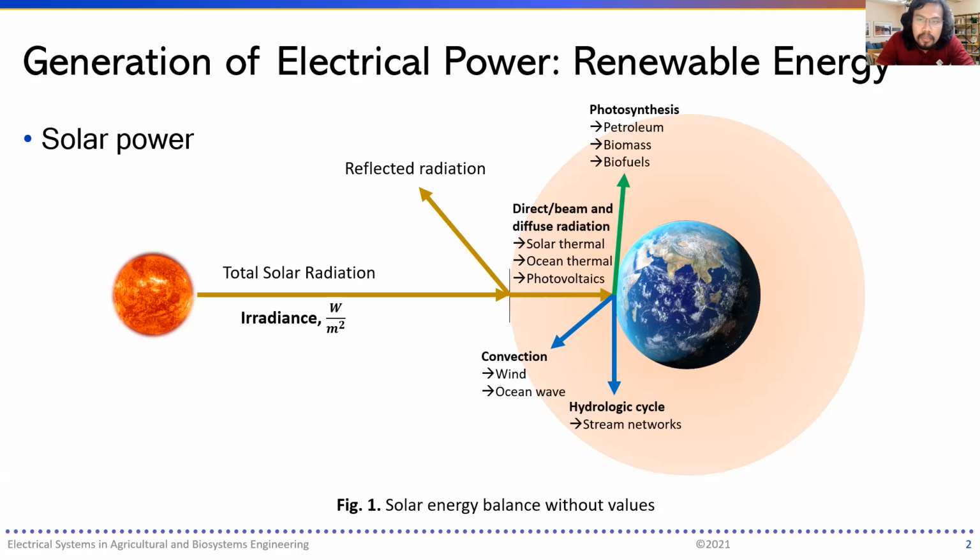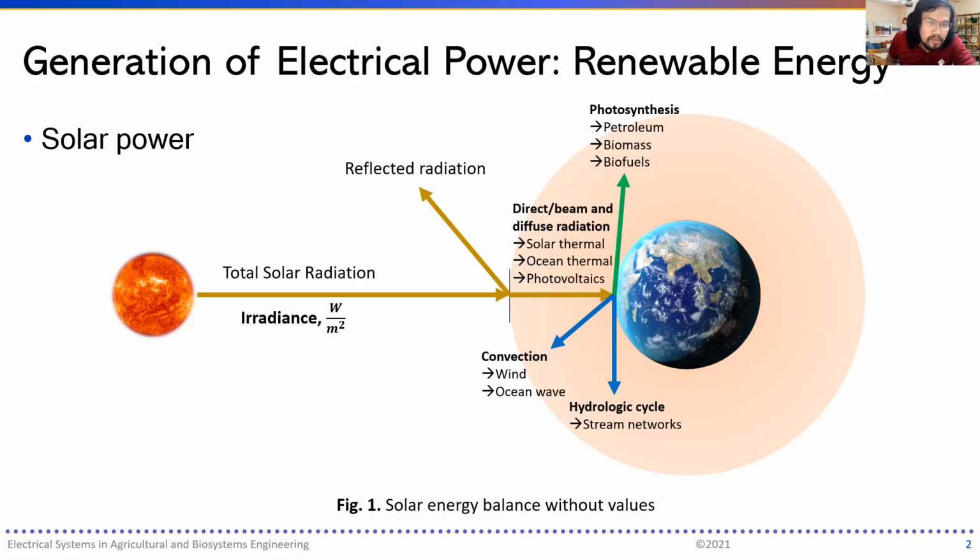So the sun actually heats up the Earth via its solar radiation, and this is referred to as the total solar radiation, with its irradiance in the units watts per m squared. This drawing is not drawn to scale.